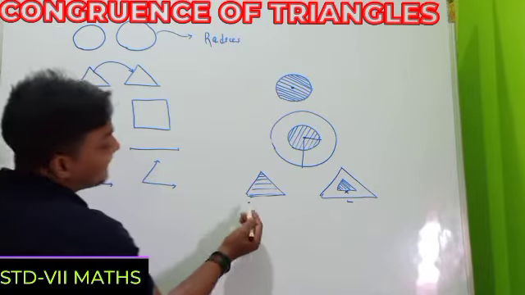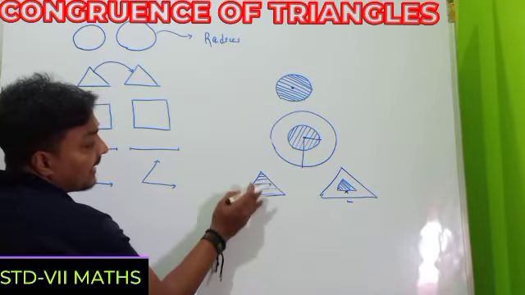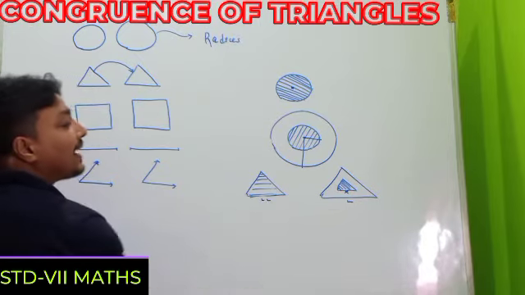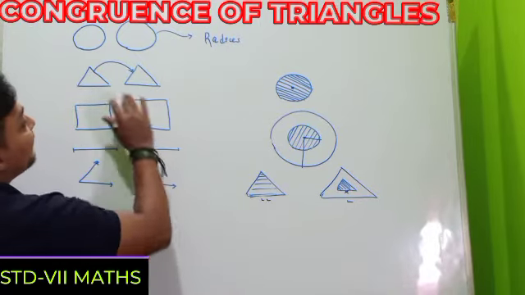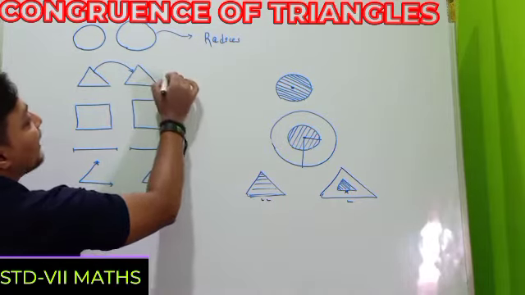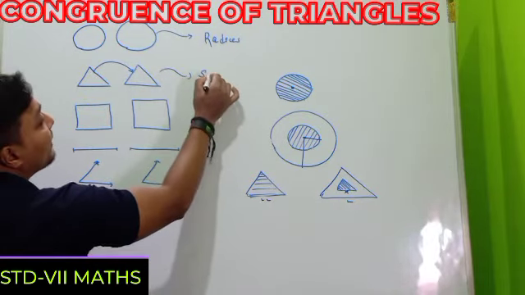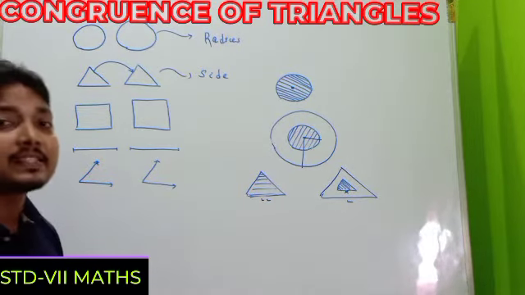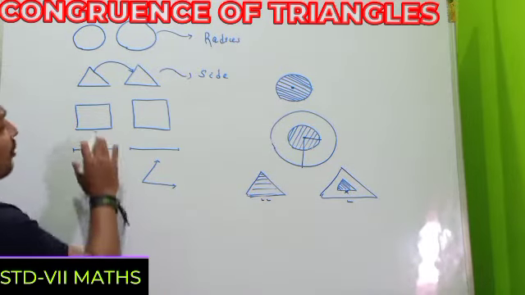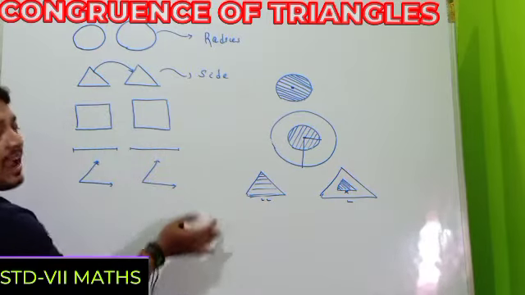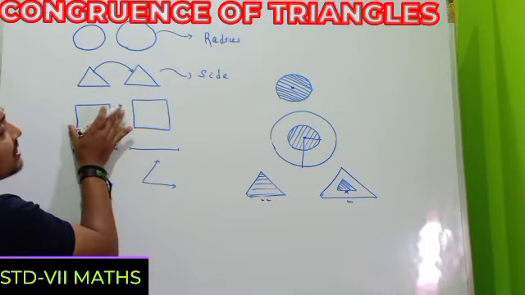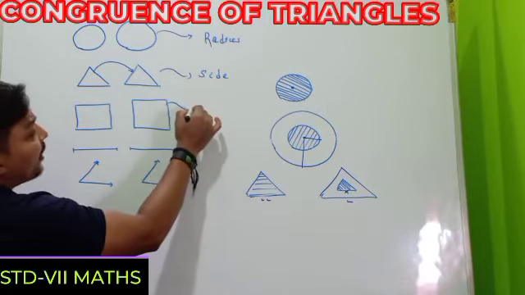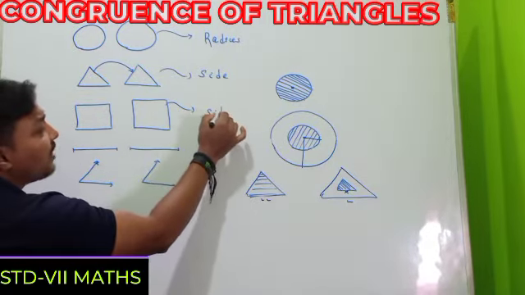Two equilateral triangles: see, in this case, both the triangles cover one another. It means the sides of both the equilateral triangles are equal. So equilateral triangles are congruent whenever both of them have the same side. The same applies to squares: this one will cover this one completely by superposing when both of them have the same side.